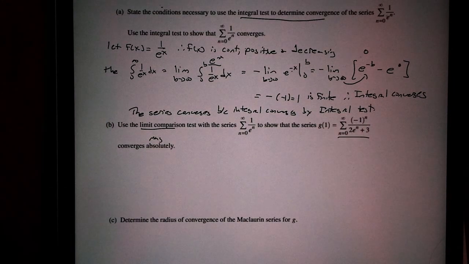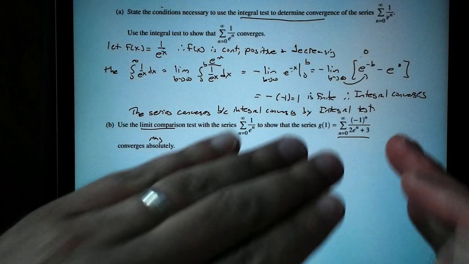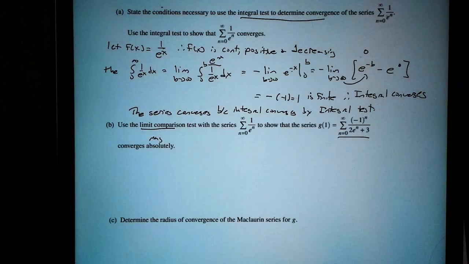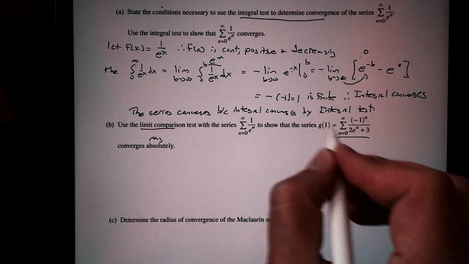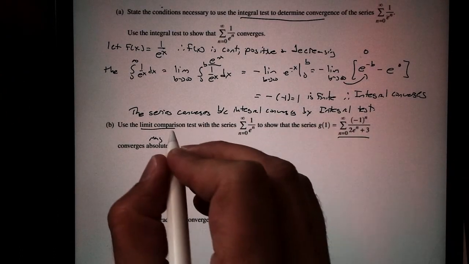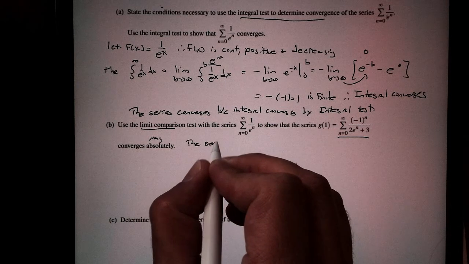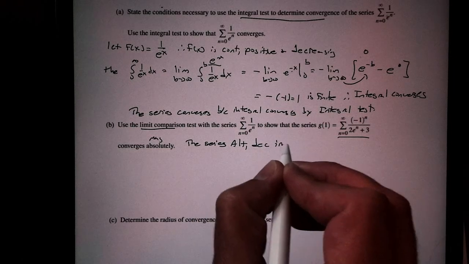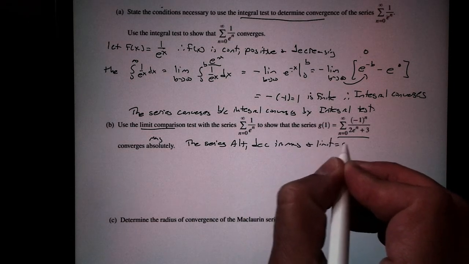Now you might remember, to converge absolutely, we're basically saying that this series will converge regardless of the sign, whether it's positive or all negative values. So I already know that this series will converge. It's an alternating series. I can even write that down. The series alternates, decreases in magnitude, and the limit equals 0.